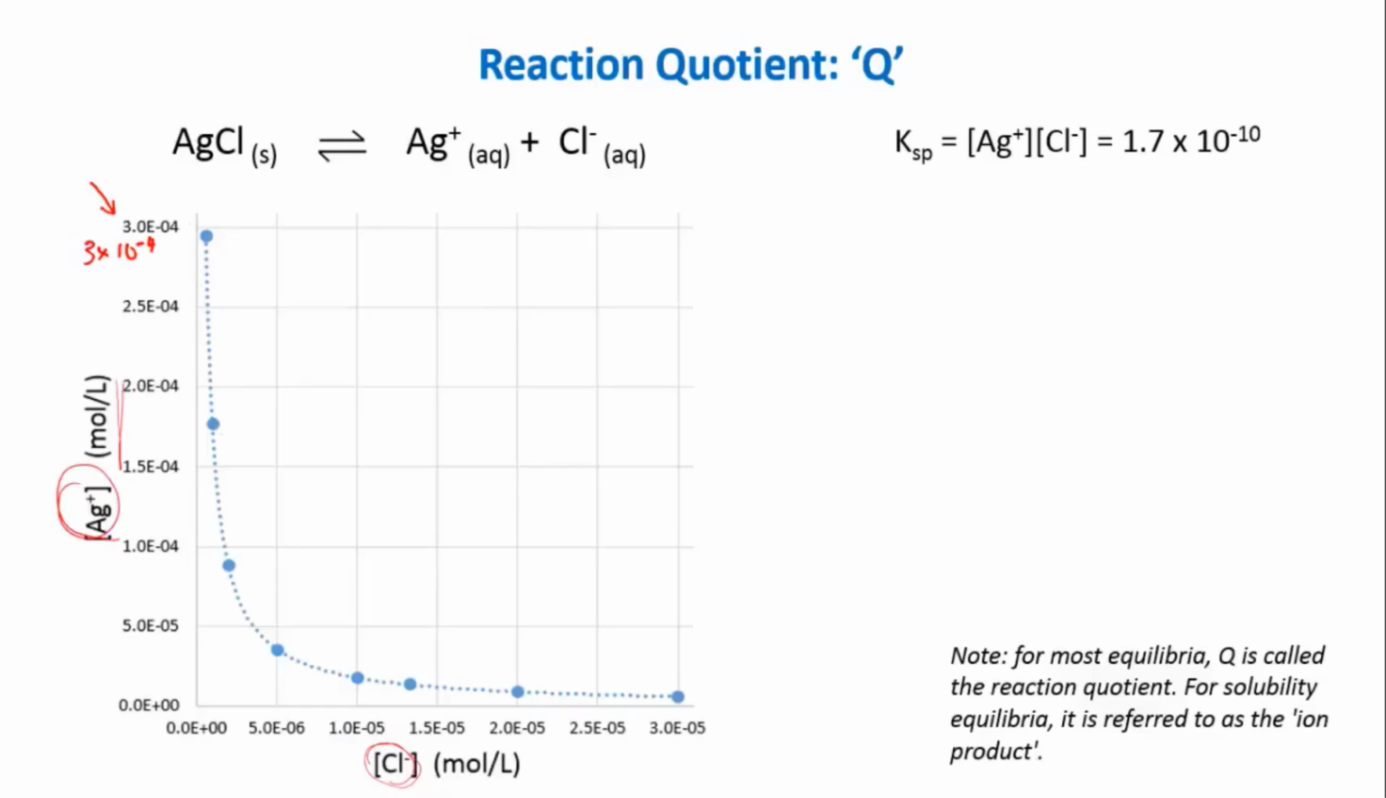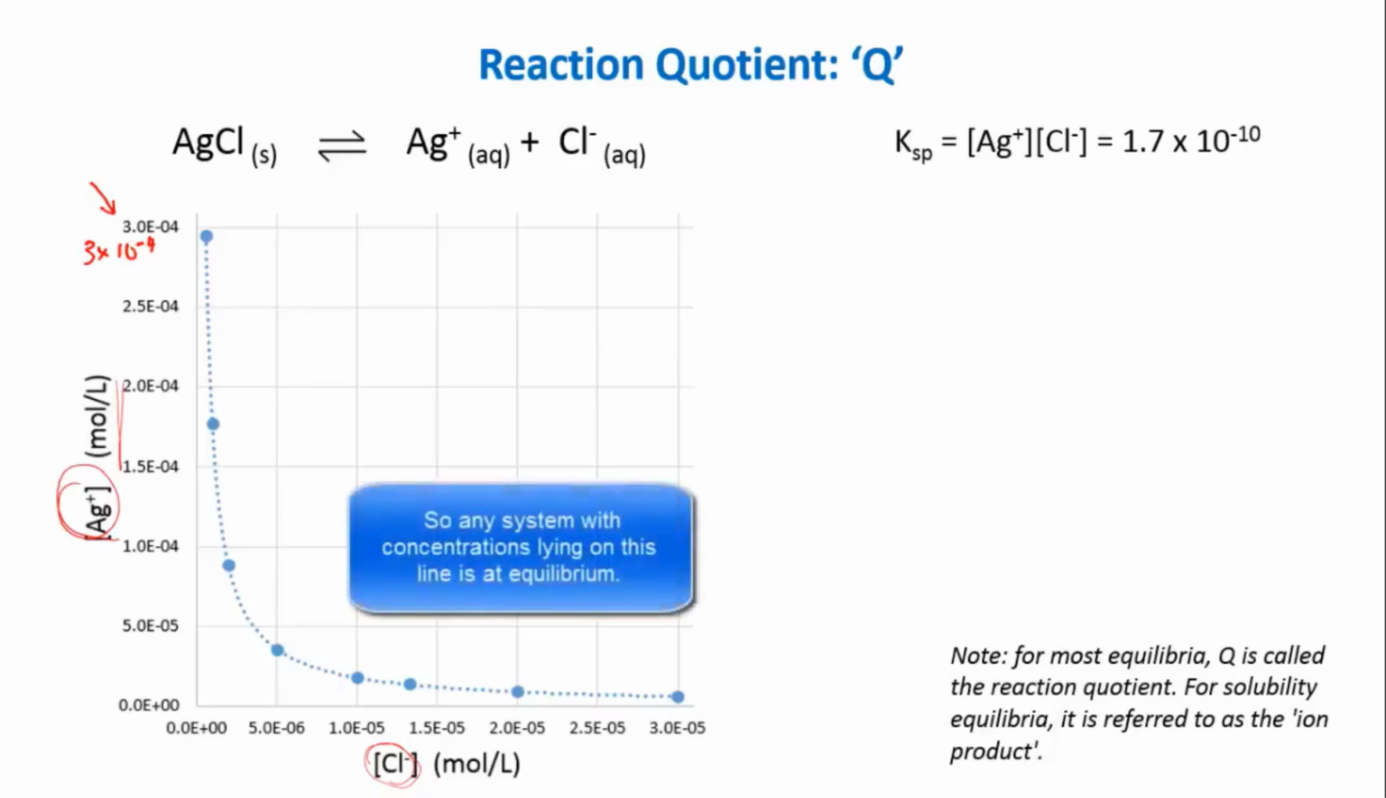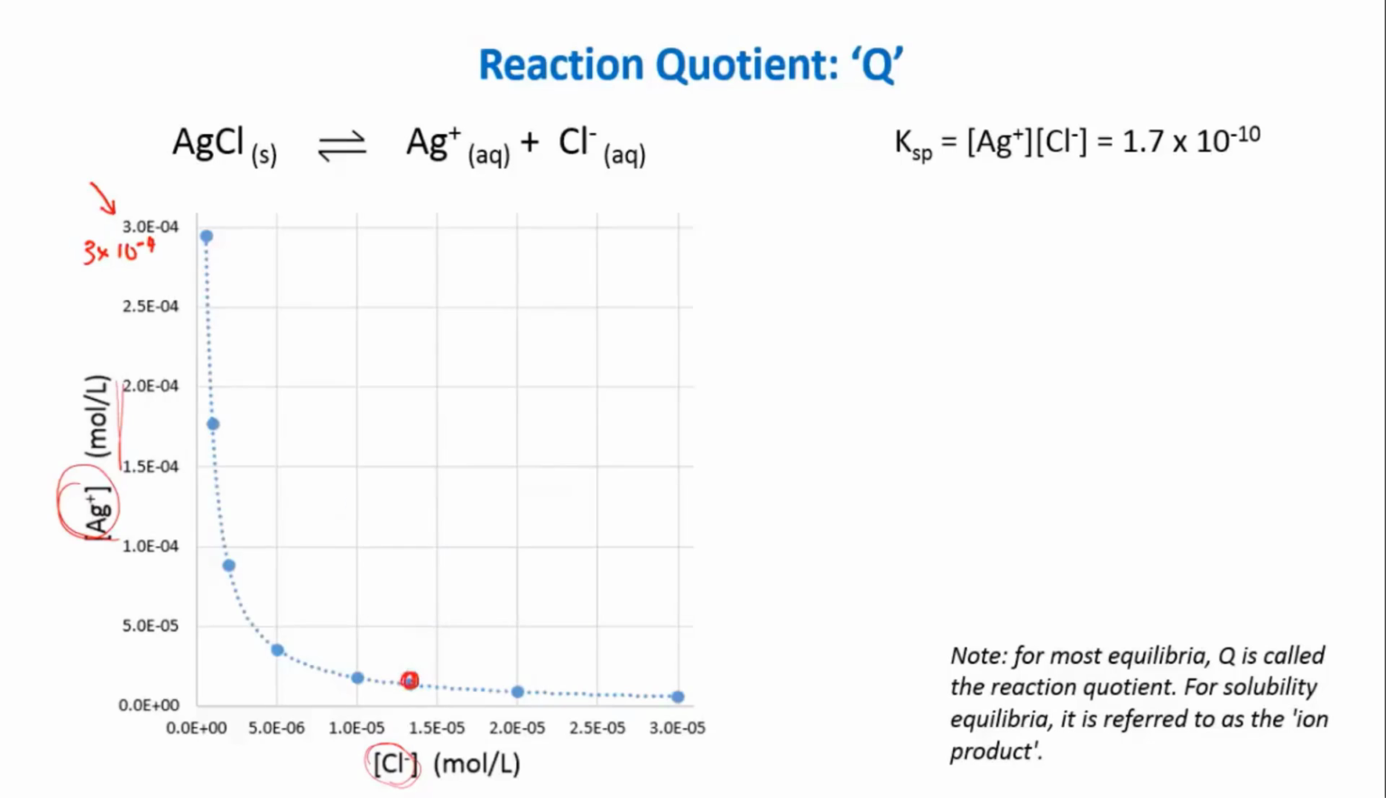And the blue line with the dots on it here represents combinations of concentrations that when you substitute them into the equilibrium expression, they give you exactly KSP. So for instance, this dot here, I've rather stupidly made the scales on the x and y axis different. There's no reason for them to be different.